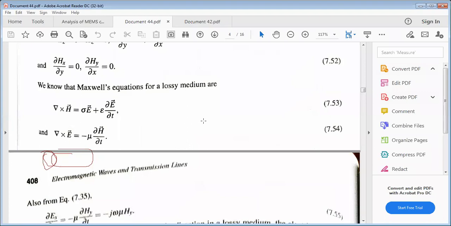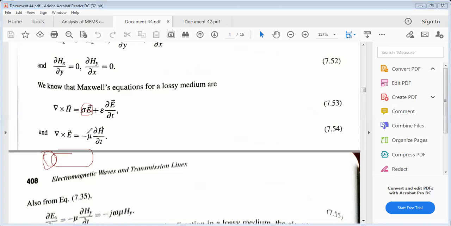lossy medium having some conductivity, that is sigma. So del cross H equal to J plus D dot. What is meant by J? J equal to sigma E. That's why here consider del cross H equal to sigma E plus D dot. D dot means epsilon E dot, and E dot is represented as dou E by dou t.